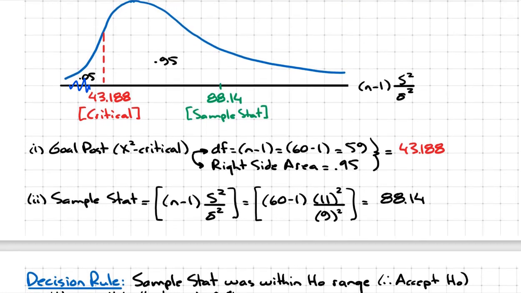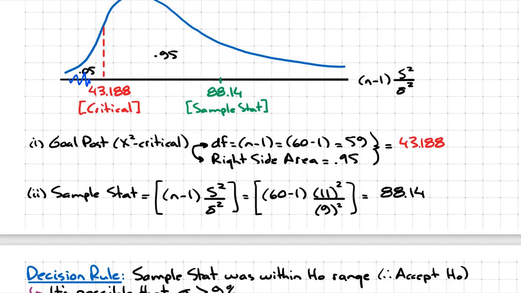So now we're going to figure out where the goalpost will lie. So the first thing we need to figure out is the critical value. So where does it lie? And to get the critical value, we need to go to the tables. And we're going to be looking for two things. The degree of freedom, which is n minus 1. So in this case, that works out to 60 minus 1, which is 59.